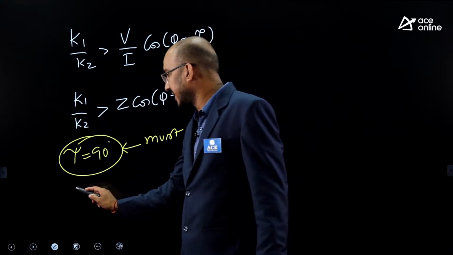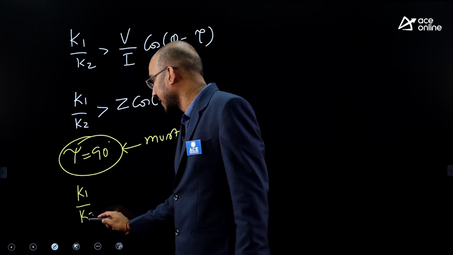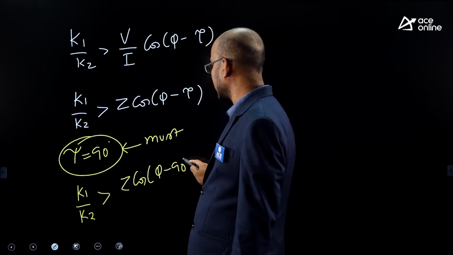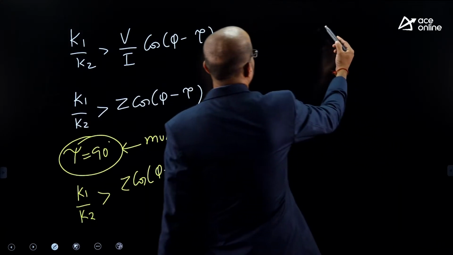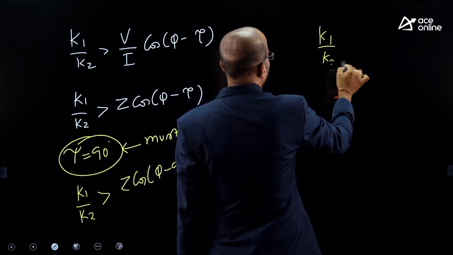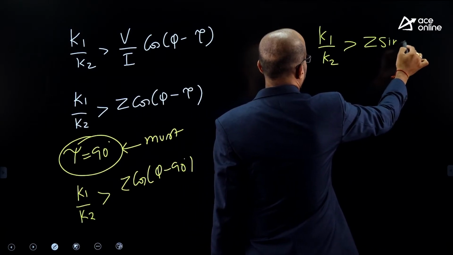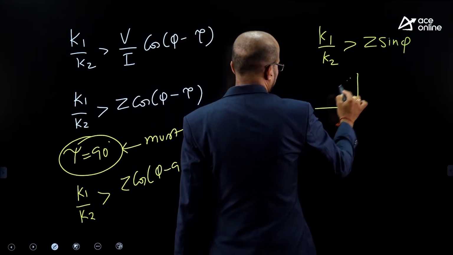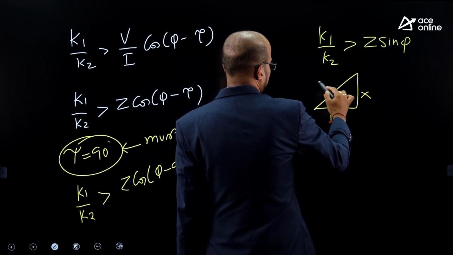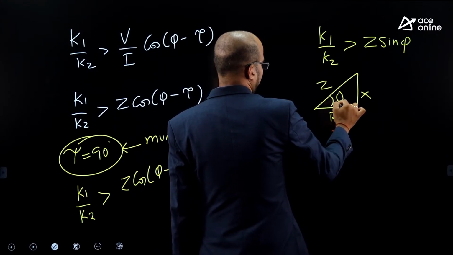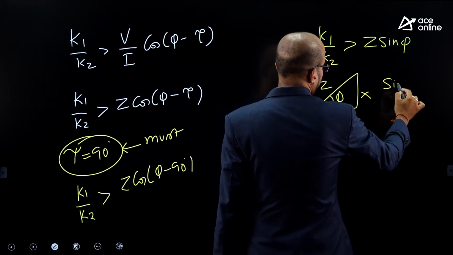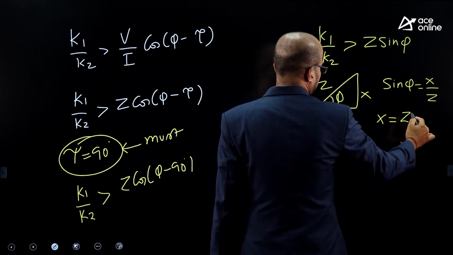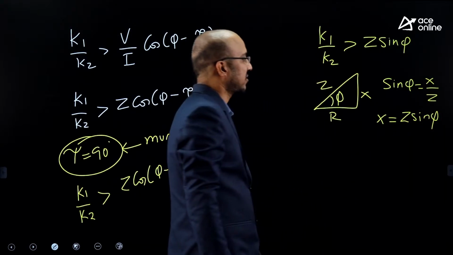If tau is 90 degrees, we get K1 by K2 greater than Z cos of phi minus 90. Cos of phi minus 90 is sin phi. So K1 by K2 is greater than Z sin phi. What is Z sin phi? From the impedance triangle, with resistance, reactance, impedance and phase angle, sin phi is X by Z. So X is equal to Z sin phi, that is, reactance is equal to Z sin phi.